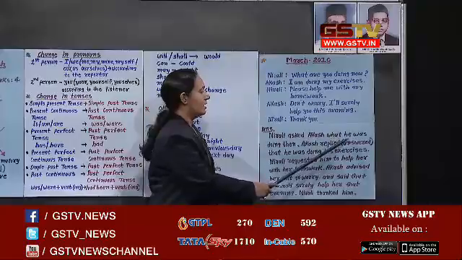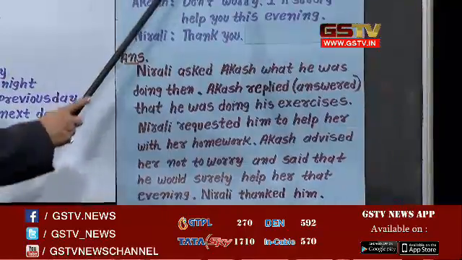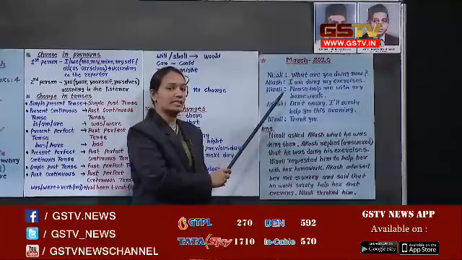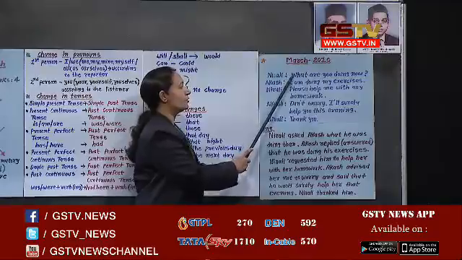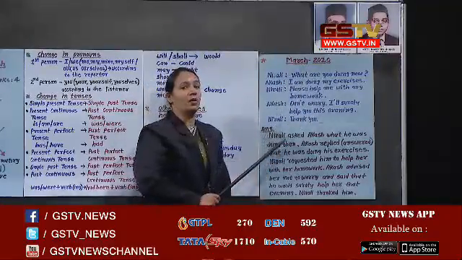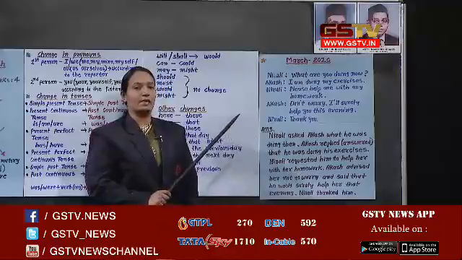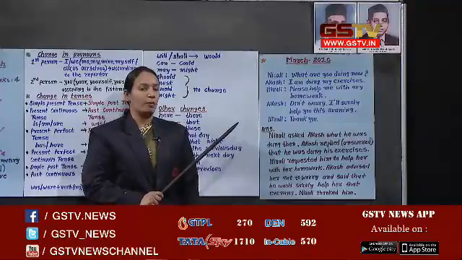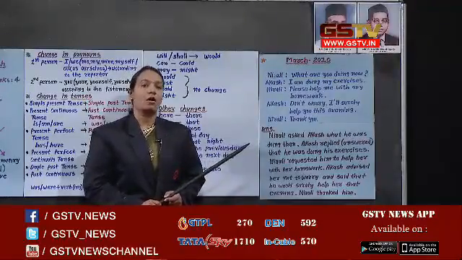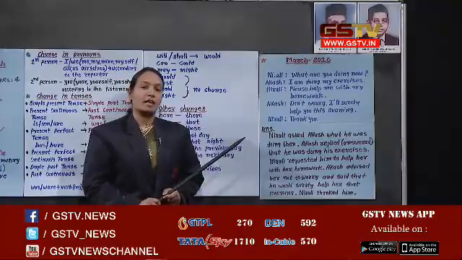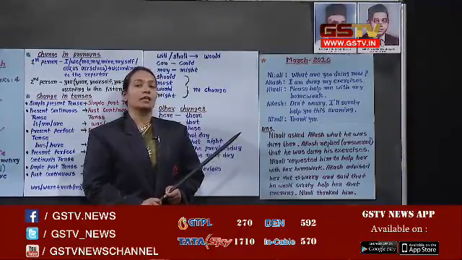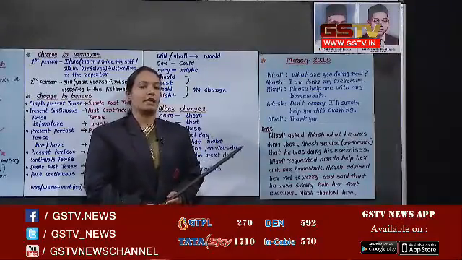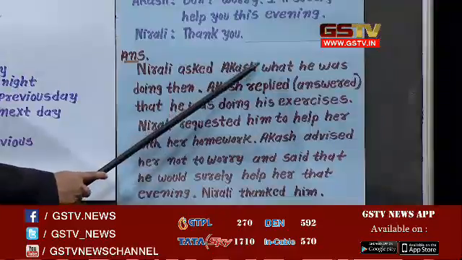Nirali asked Akash what he was doing then. Now students, this is the first sentence. Nirali: What are you doing now? So Nirali has said that sentence. So we should observe that what are you doing now? It is an interrogative sentence. If it is an interrogative sentence, we know that if it starts with a to-be form, it will take if or whether, and if it starts with a WH question, that particular question word will become the conjunction itself. Nirali asked Akash.